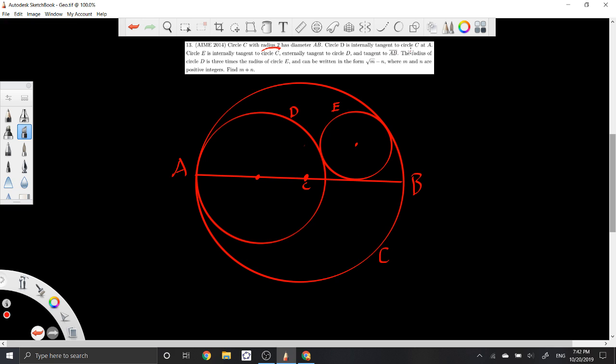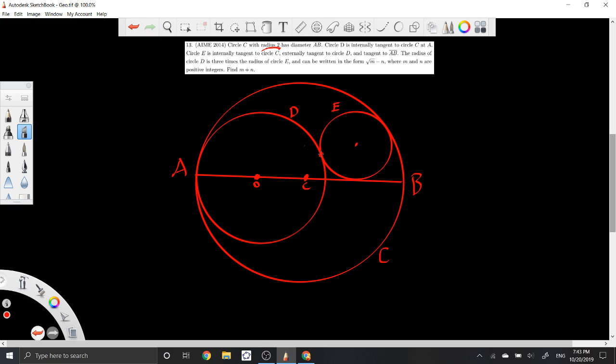Circle D is internally tangent to C at A. And here I've drawn that. D is internally tangent to C at A. And because of that, the center of D is actually on AC. And so we also have E as internally tangent to C, externally tangent to D, and tangent to AB. I've drawn that. So we have a lot of tangents.